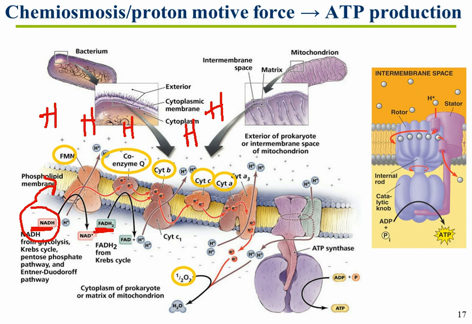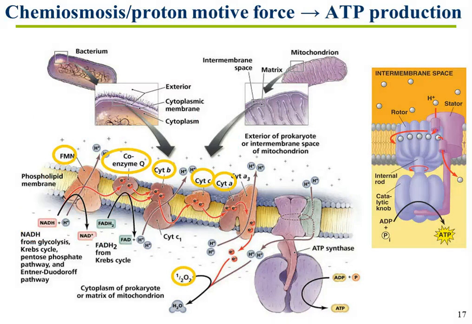FADH, when it's the main carrier, bypasses this first complex right here. And because you're bypassing the first complex, because NAD is not the first carrier when it's FADH, you don't get quite as many hydrogens out here in the space. You get a little bit less ATP made that way. Okay, so how does that translate?